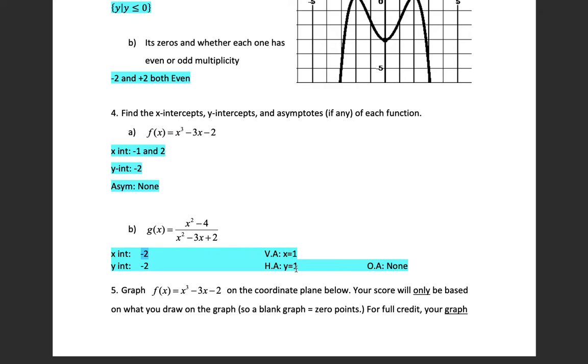And the horizontal asymptote is y equal to 1, because the power is the same. So the coefficient will be our horizontal asymptote. And as the power is the same, there is no oblique asymptote.